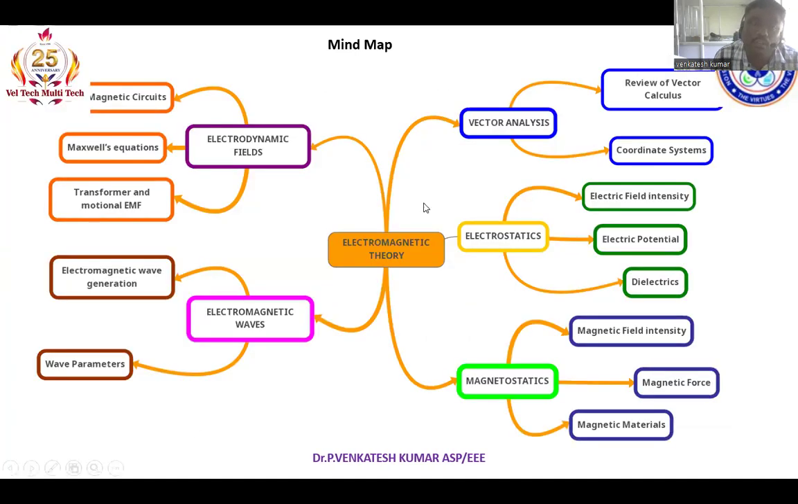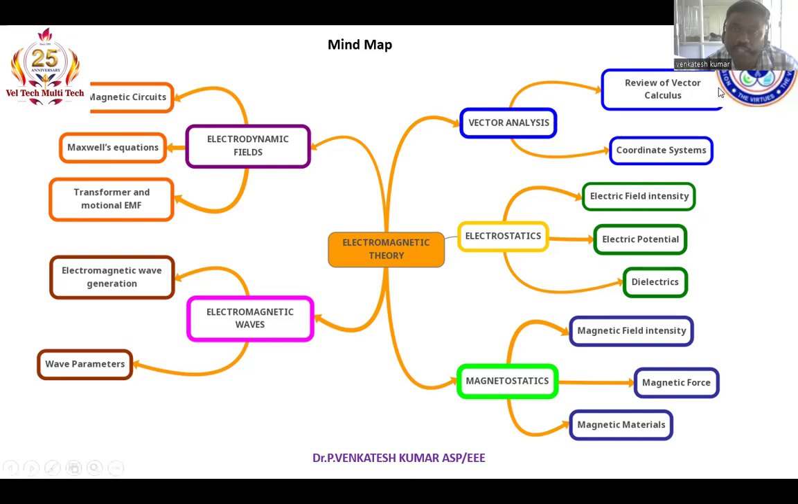We already have 5 units. Unit 1 is vector analysis, unit 2 is electrostatics, unit 3 is magnetostatics, unit 4 is the electrodynamic field, and unit 5 is electromagnetic waves. First I give a mind map. The mind map speaks about what content you are studying this semester in this course. The students can refer to the syllabus and make this map, which is very much supported.